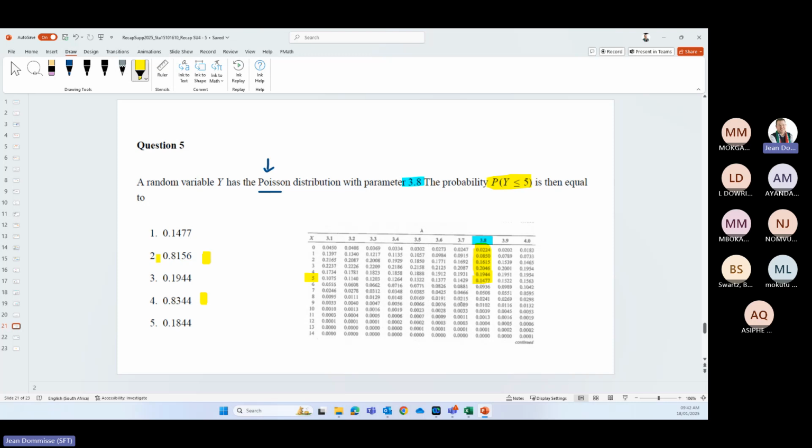It's 0.0224 plus 0.085 plus 0.1615 plus 0.2046 plus 0.1944 plus 0.1477. I get 0.8156. Okay, so if you add all of them together, you will get 0.8156.